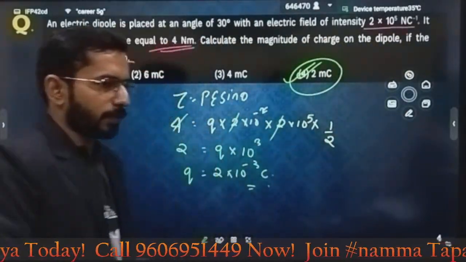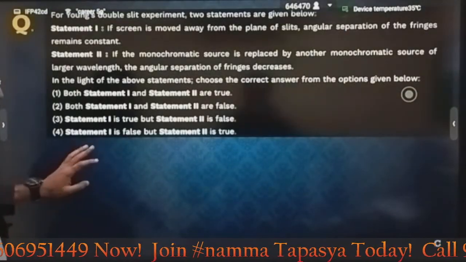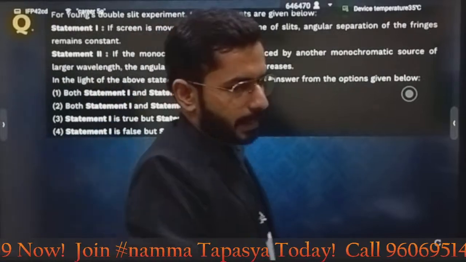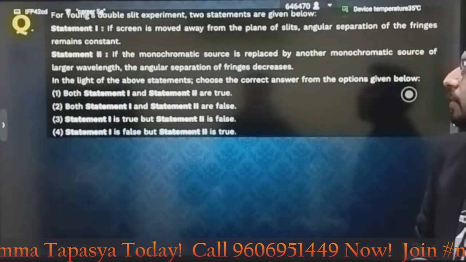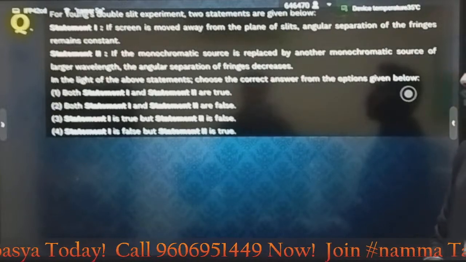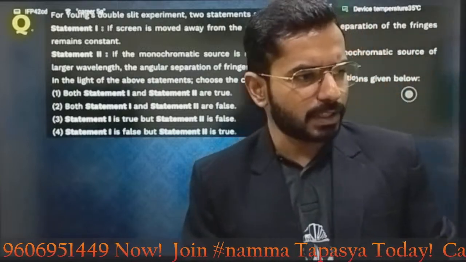Okay, let's move to the next question. Let's see what is the next question. This was just a formula based question. See, assertion reason kind of question. Statement 1, statement 2. What is the question? A Young's double slit experiment. Two statements are given regarding the Young's double slit experiment. Let's read one by one and let's have a judgment about that.